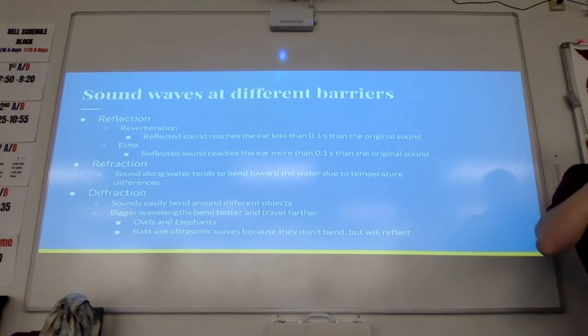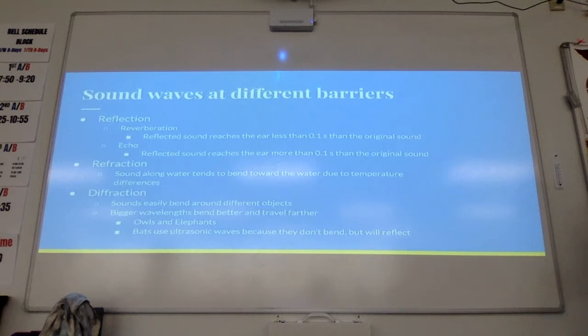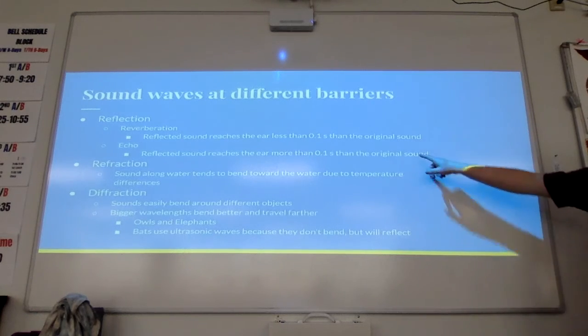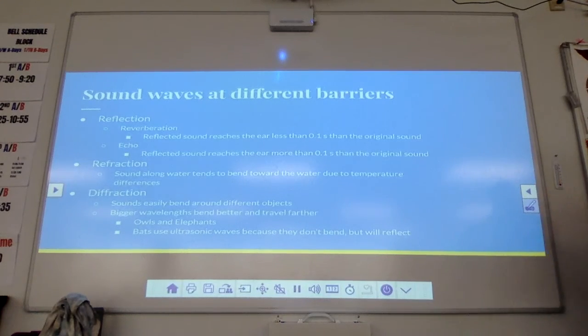They only have full reverberation where you get nothing but good sound. And if it is a bad spot, they'll either block that seat off or they'll design the theater so that there's not a seat there. An echo is if it's more than 0.1 seconds.